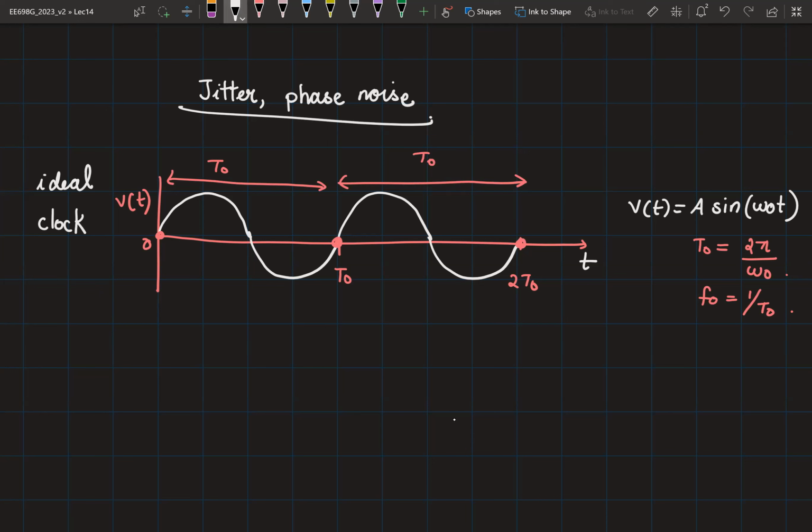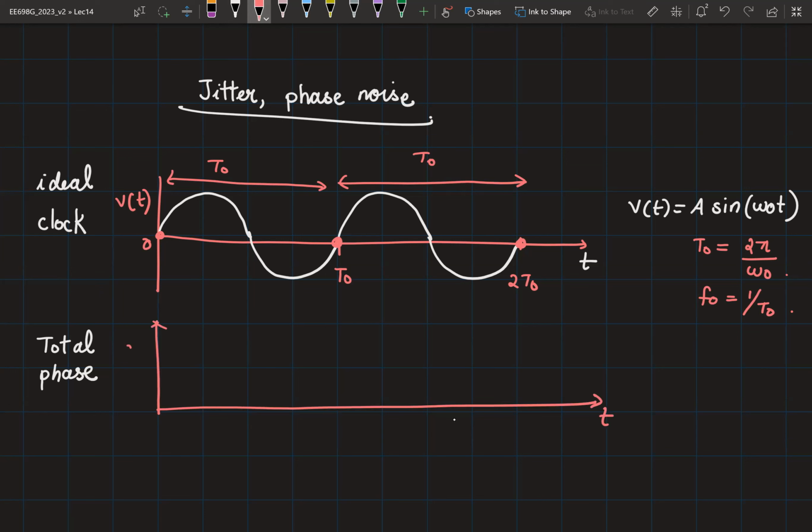Now I can plot the total phase. So this is time, and this is phi of t. This is going to be linearly increasing like this, and over a period T naught, it would have accumulated 2 pi.